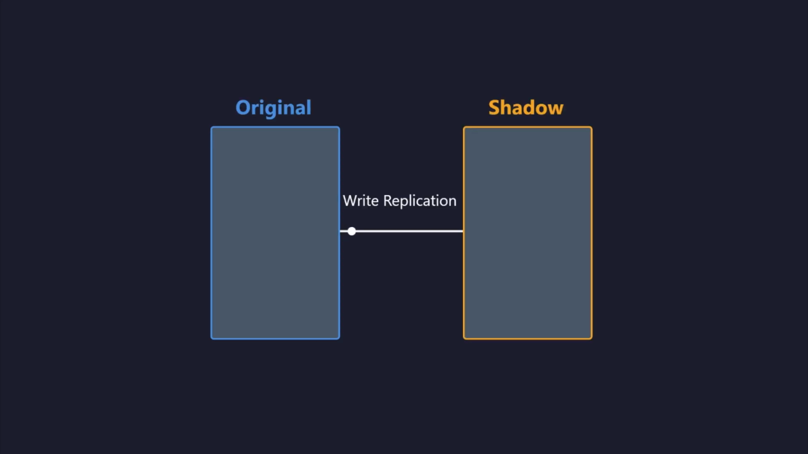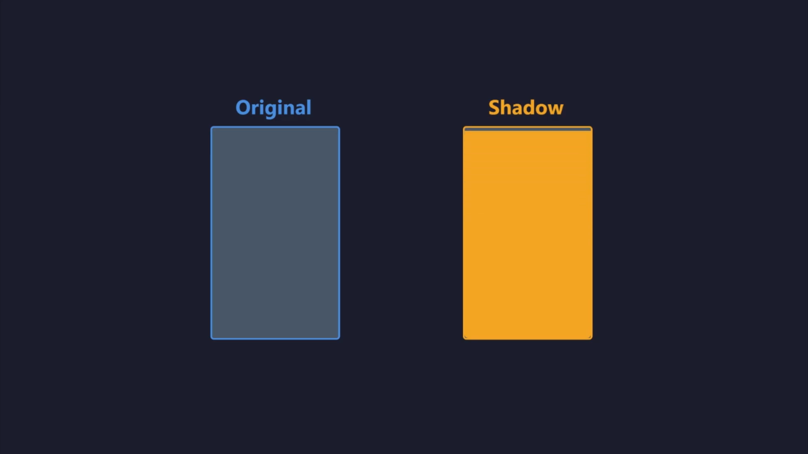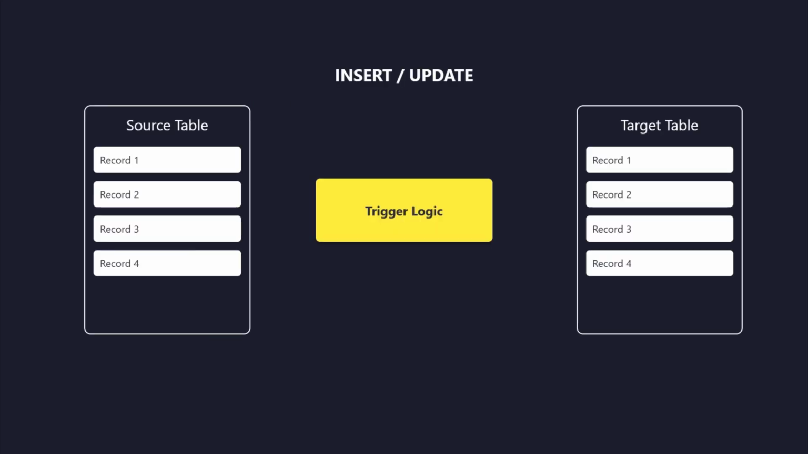When changing a column format, create a new shadow column alongside the original. Use a trigger to replicate every write from the old column to the new one. This keeps both columns synchronized while you migrate existing data in the background.